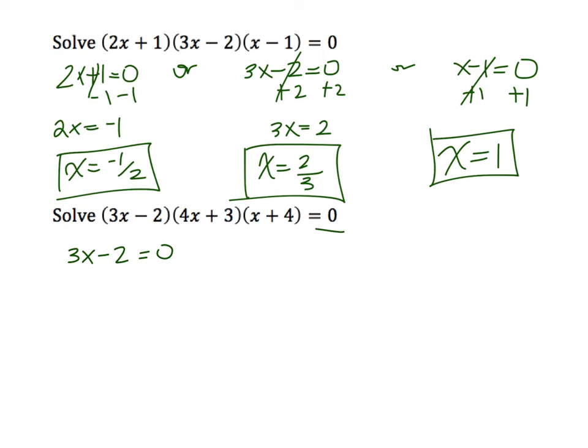And again, this only works when it's equal to 0, okay? If it's equal to another number, you can't say, oh, okay, 3x minus 2 is equal to 4, 4x plus 3 is equal to 4, x plus 4 is equal to 4. It only works with 0.